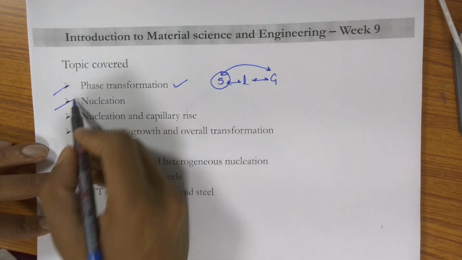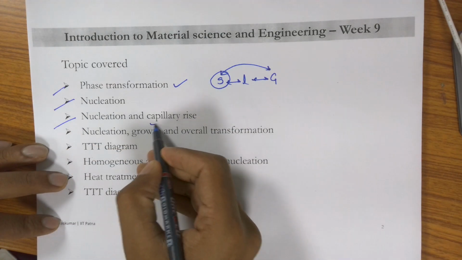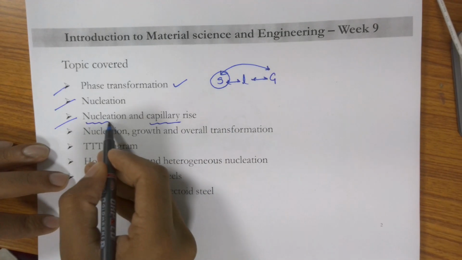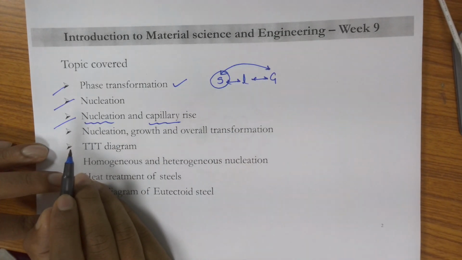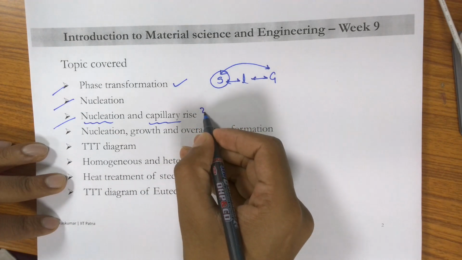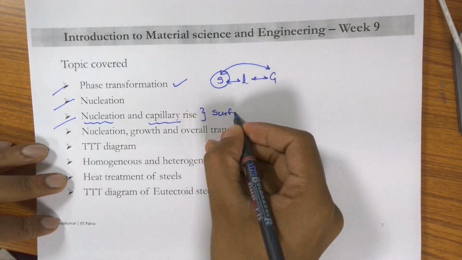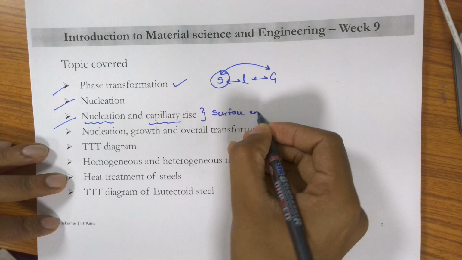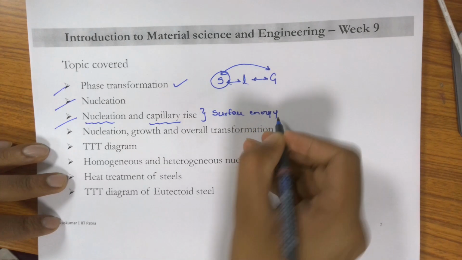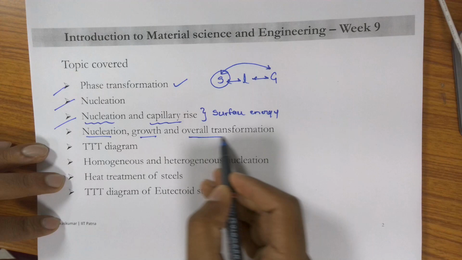Next, we went to nucleation and capillary rise. We saw how capillary rise and nucleation both are governed by surface energy. The reduction of the surface energy is what leads to this, and they have a similar analogy. So they are studied through surface energy. Then we talked about nucleation, growth, and overall transformations.